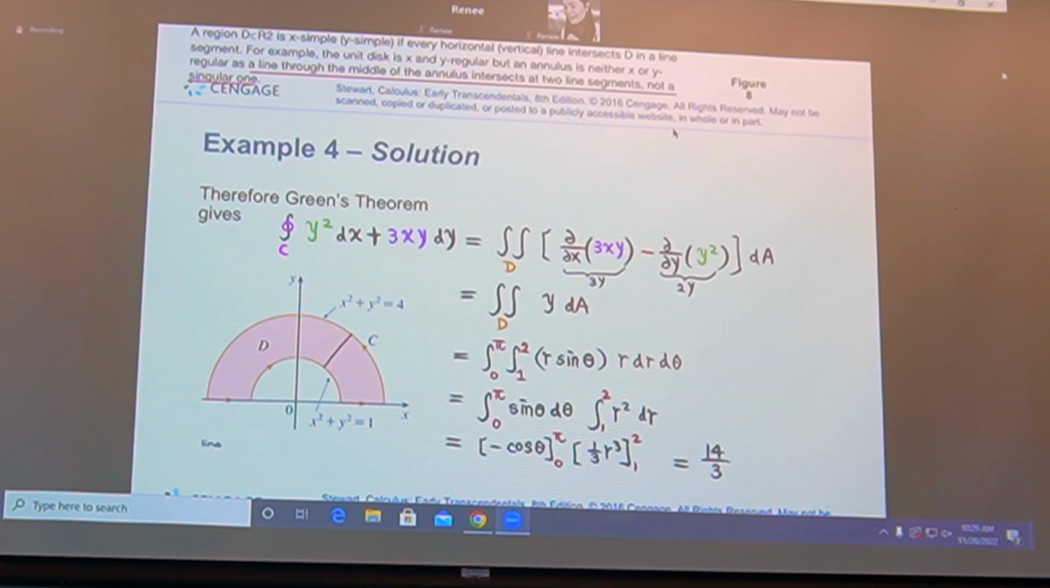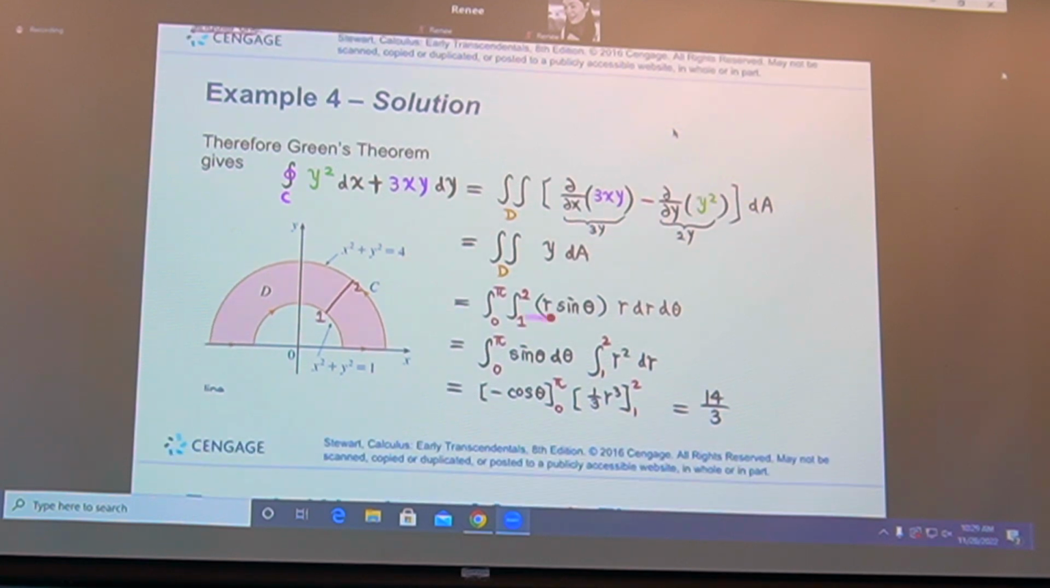This is 1, this is 2. R goes from 1 to 2, right? And then theta goes from 0 to pi, right here. And then you can separate this double integral as the product of two integrals, because this is a function of theta only, and this is a function of r only. You do the calculation, and it turns out to be 14 over 6.